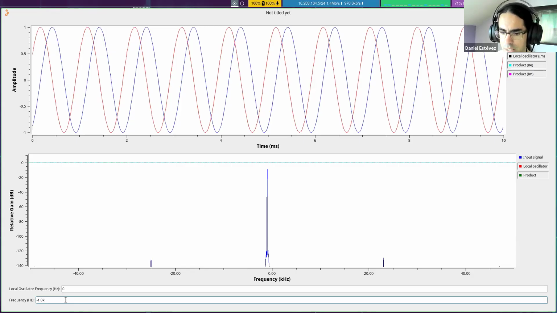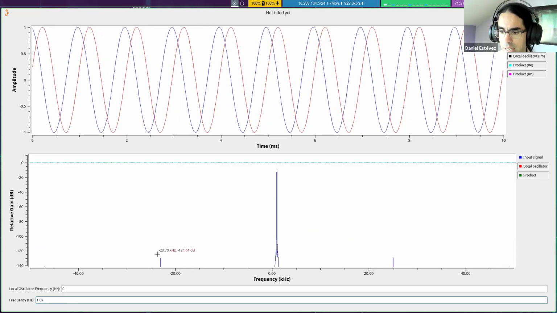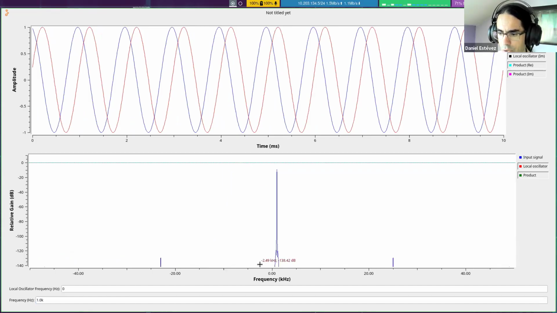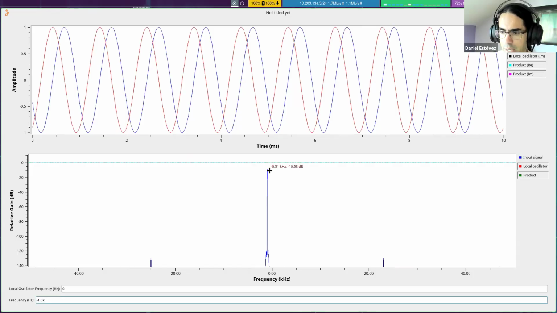So that's the difference. Now in the Fourier transform, what we can notice is that we only get one single spike at the positive frequency. So we get 1 kilohertz, and there is nothing at minus 1 kilohertz. Conversely, if I set the frequency at minus 1 kilohertz, then there is a tone at minus 1 kilohertz. There is nothing at plus 1 kilohertz.